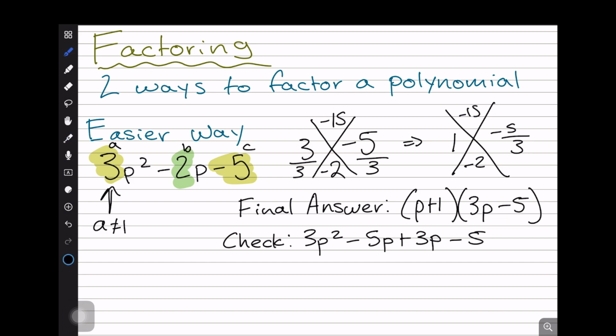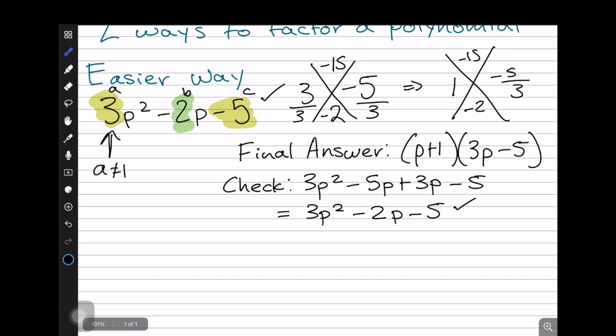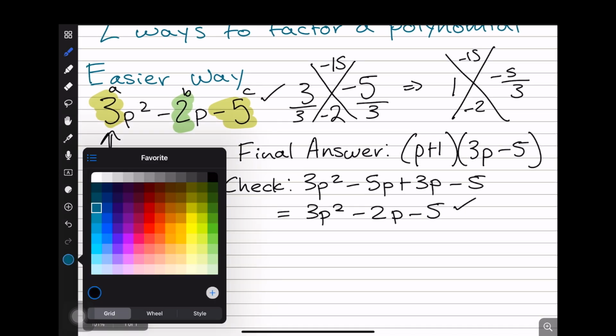So now you want to combine like terms, 3p squared. Negative 5 plus 3 is negative 2, so negative 2p minus 5. And when you look at that, that's the exact same answer as when you first started. So you know that your factoring is correct.